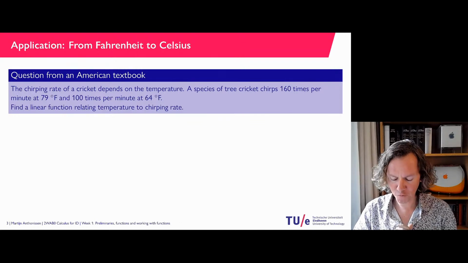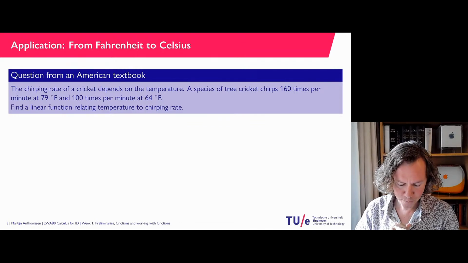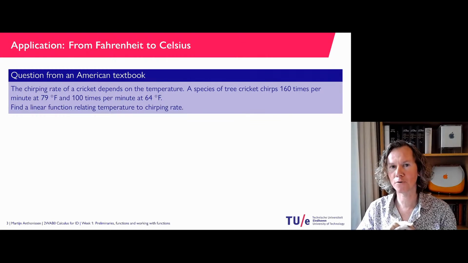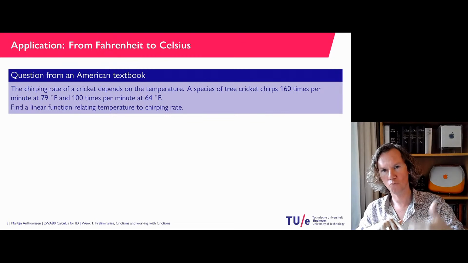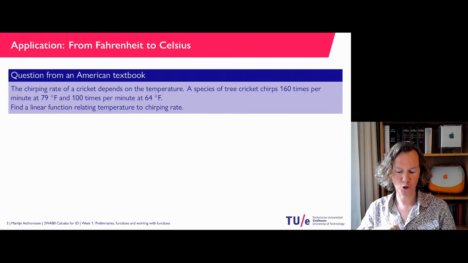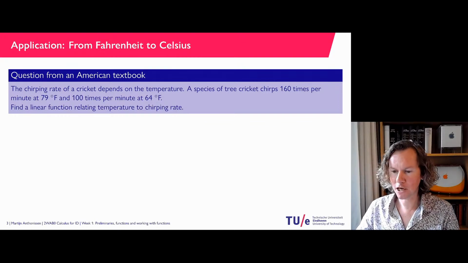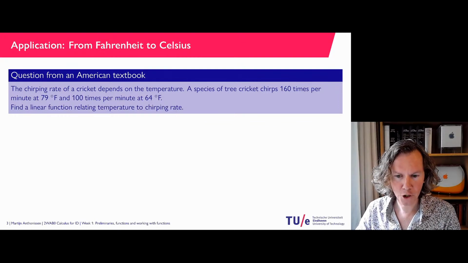But in a previous version, they had this question saying that the chirping rate of a cricket depends on the temperature. So apparently, if it's hot, it chirps more often per minute than when it's a lower temperature. And now if you count how many times a cricket chirps, you can estimate the current temperature, which is quite interesting. I didn't know that before.